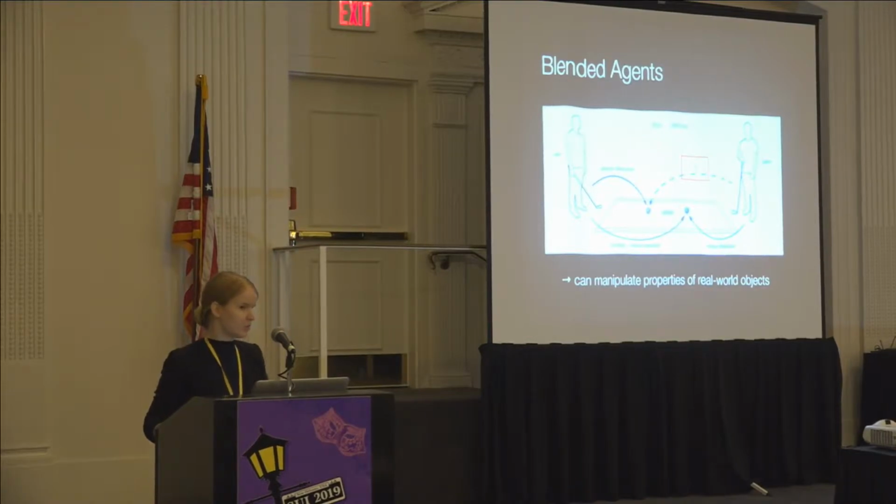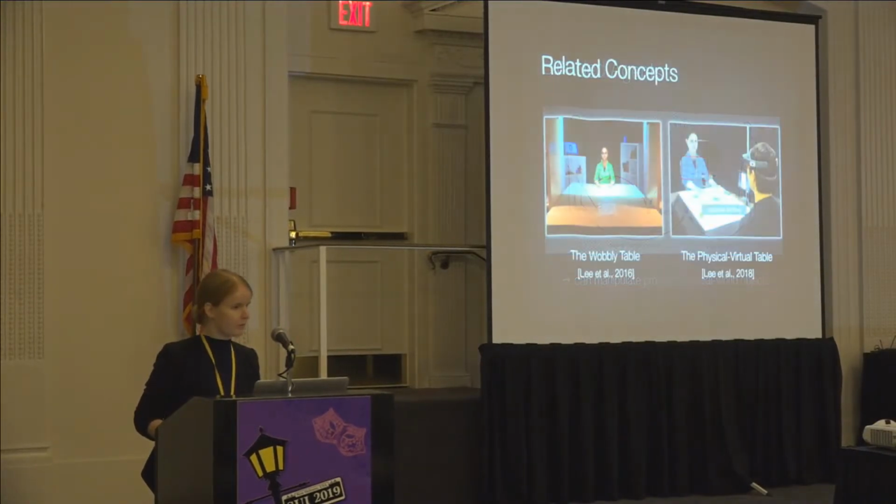And actually there are only a few examples of similar concepts. Two of them are on this slide, and actually both of them are from the group of our session chair, Greg Welch. So here you can see two examples of virtual physical interactions. The first one is the wobbly table, and the second one, the physical virtual table. And in both cases, the virtual agent was able to change the position or the pose of a real physical object. So on the left example, it was the table itself. And in the second one, it was a small token, a physical token, which was used in the context of a tabletop game.